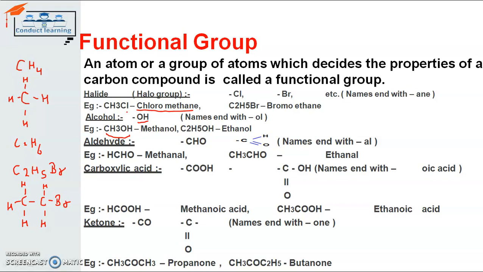The next functional group is aldehyde. Aldehyde is represented by CHO. The structure of it is carbon with a double bond to oxygen and a single bond to hydrogen. Because hydrogen can only share one electron, there will be a single bond.